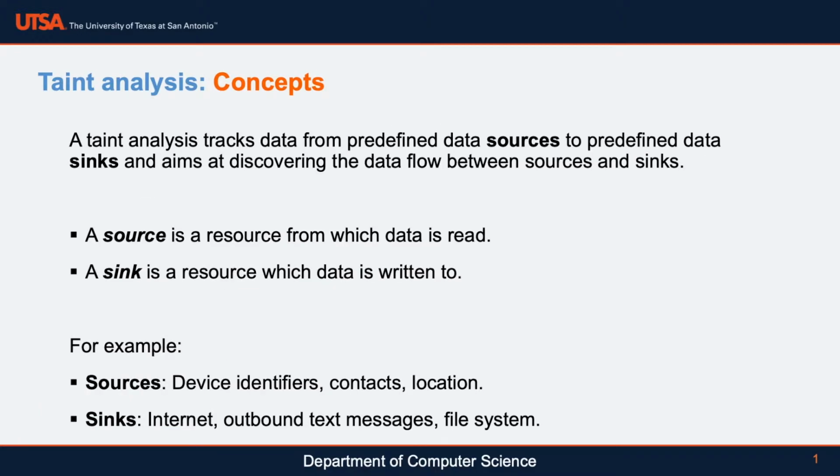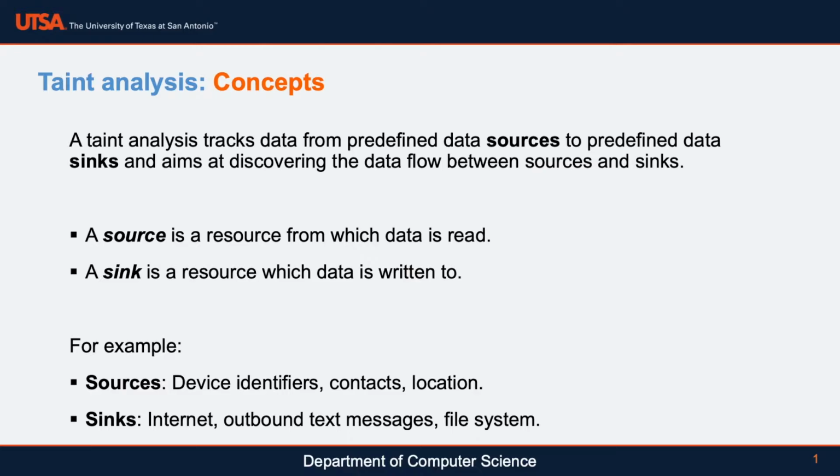Taint analysis is a data flow analysis technique which has been widely used in the security domain, especially for detecting privacy leaks. It can be used to track how private information flows through the program and check if it flows to some untrusted places. A taint analysis tracks data from predefined data sources to predefined data sinks and aims at discovering the data flow between sources and sinks.